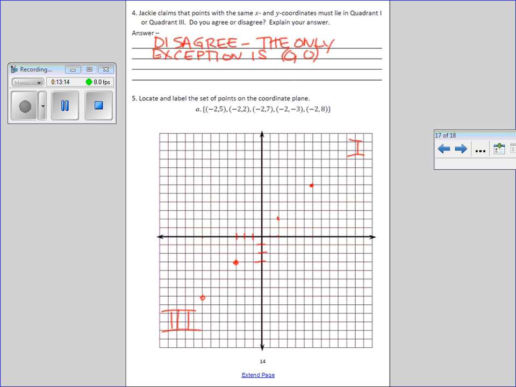Okay, they want you to locate and label the set of points on the coordinate plane. So let me erase this, and we'll do it right now. Starting at 0, we've got negative 2, 1, 2, positive 5, 1, 2, 3, 4, 5. Negative 2, positive 5. Looks good? Negative 2, positive 2. 1, 2, 1, 2. It's right there.